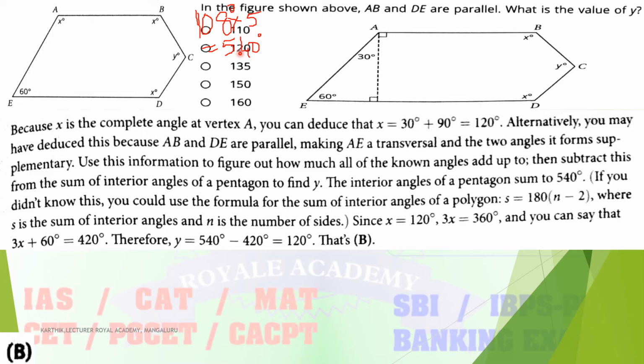I hope all of you understood. So 3x is nothing but total x is how much? x degrees as well as x degrees plus 60 is equal to 420. x is equal to 120, we already determined. 120 into 3 plus 60, that is 420 degrees. Then total angle of pentagon is 540 degrees minus 420 degrees, you will get 120 degrees. Option B is the correct answer.